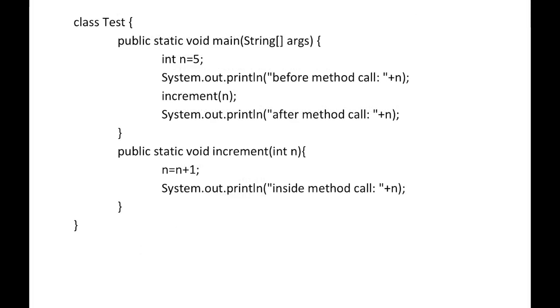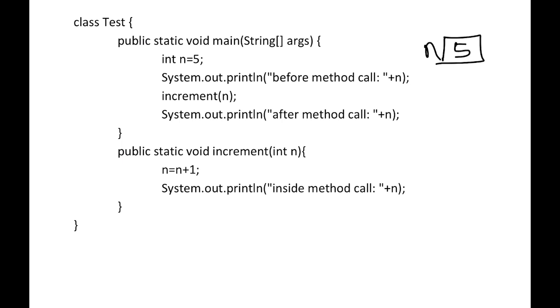Now consider another example. So assume this is a program. So in this program we have one method increment and we have another method main. So two methods are there inside a single class Test here. We can start the execution from the main method. So first line is int n = 5. So it creates a variable n and the value is 5.